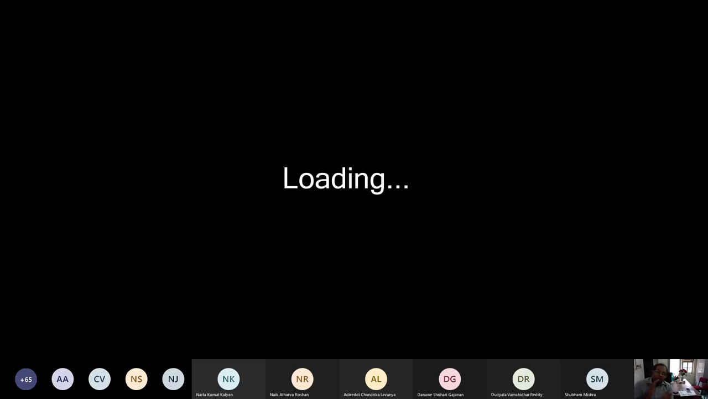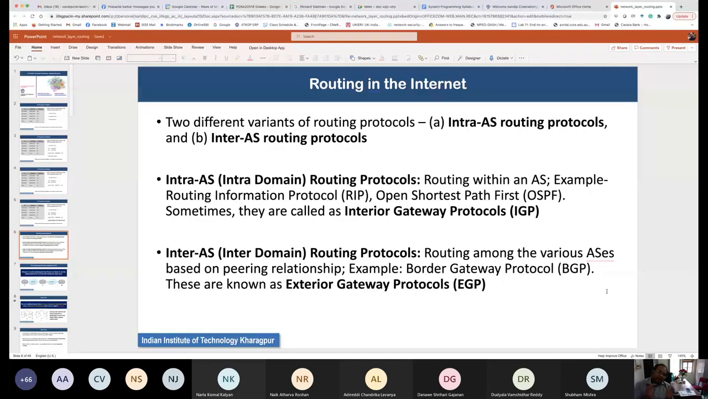I hope you remember the definition of an autonomous system. An autonomous system is basically a subnet which is managed by a single administrator. The example I have given you is that our IIT Kharagpur network is an autonomous system managed by our CIC. Typically, routing decisions within an autonomous system are decided by the network managers of that autonomous system.